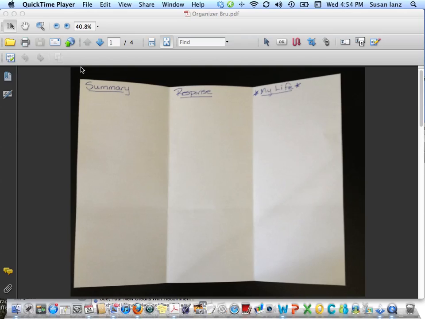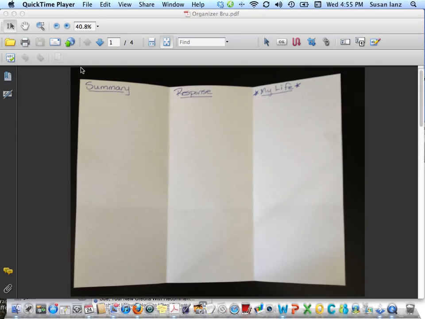The paper will sit long ways on your desk, and then you'll make 2 folds in the paper so that you can create 3 equal sections. Once you do that, you'll label each of your sections with 3 headings. The headings are Summary, Response, and My Life.